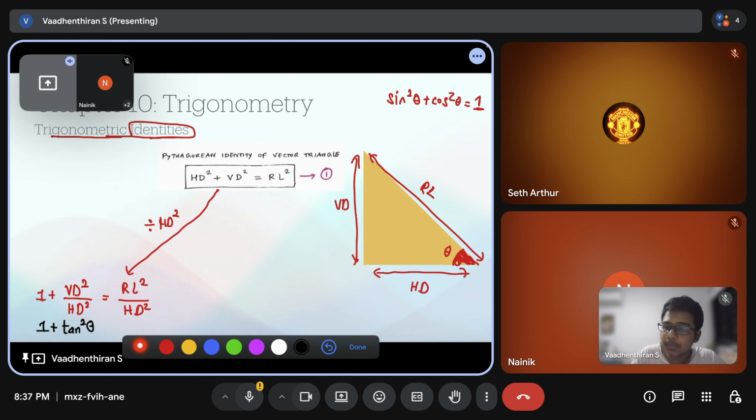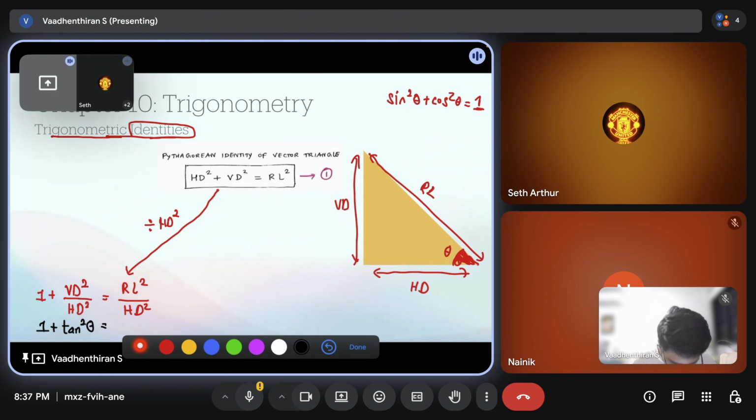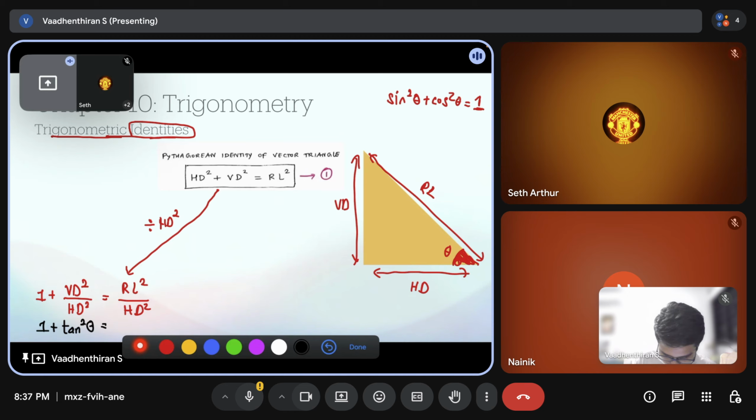You understood this? So what we did is divide by HD squared for the first identity, and we got 1 plus tan squared theta equals RL squared over HD squared. That is the inverse of cos, which is secant. So this will be secant squared theta. Now you have the first identity.